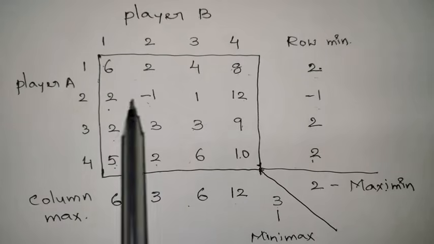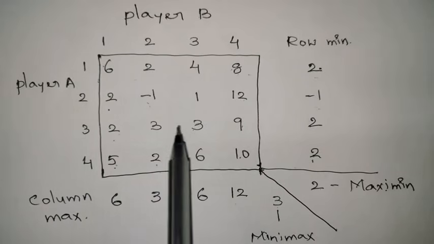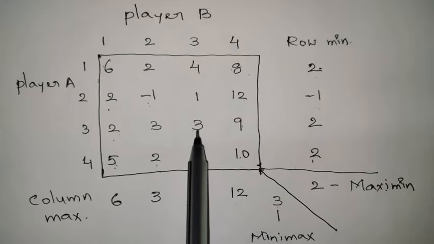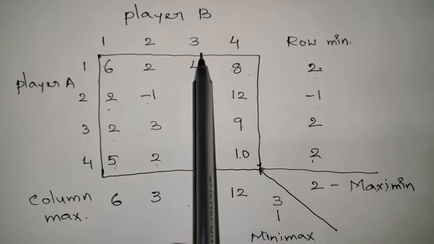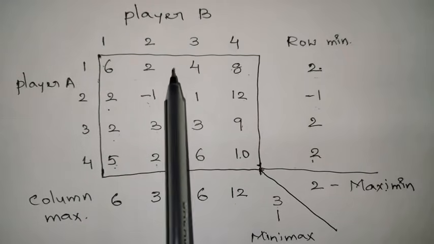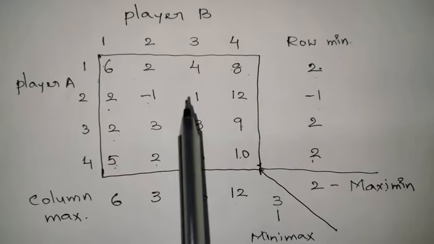2, 1, column 1 is higher. 2, 3, column 3 is higher. So column 1 is not completely dominating column 3. So it is also not a possible combination of dominance.